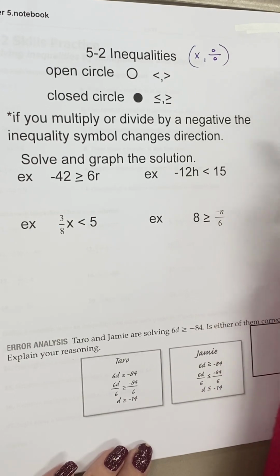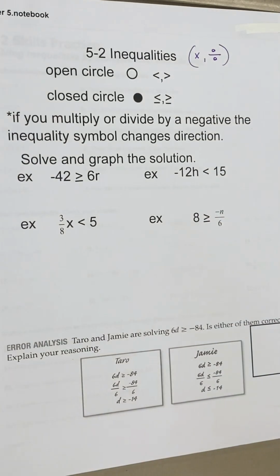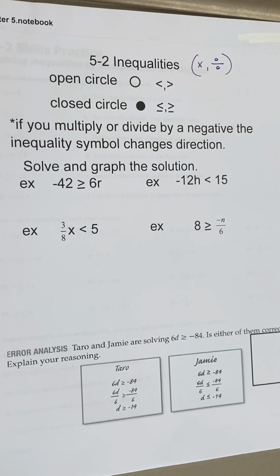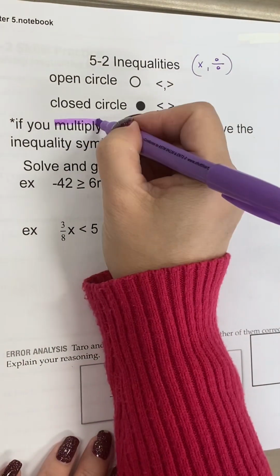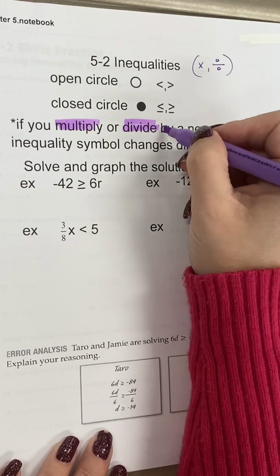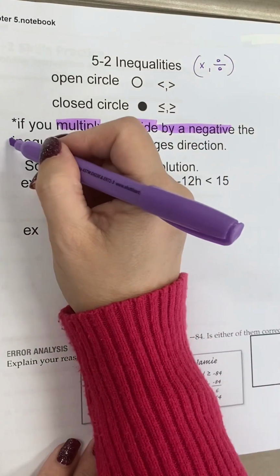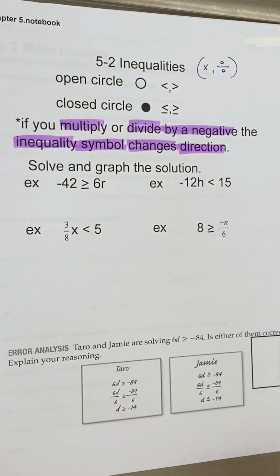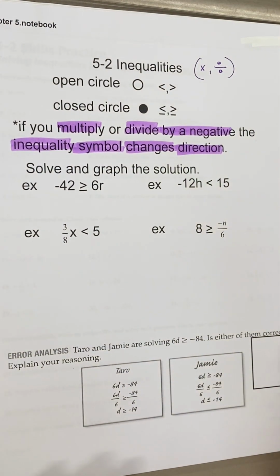Something new for today, and this is going to be key. If you multiply or divide by a negative, the inequality symbol changes directions. Say that again. If you multiply or divide by a negative, the inequality symbol changes directions. Okay? And that's going to be the thing that catches us: when do we switch it and when do we leave it the way it is.